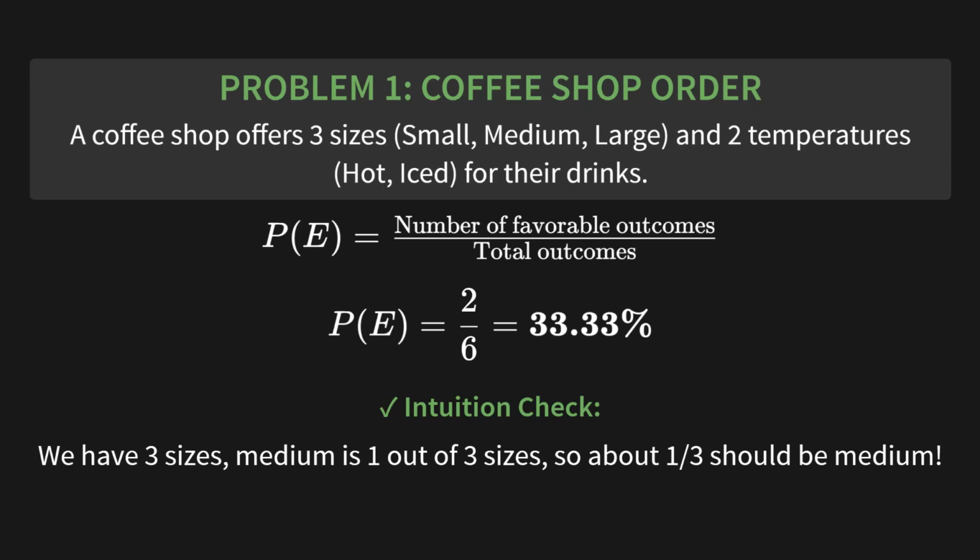Here's what's really important. Sample spaces need to contain complete outcomes. Every element has to fully describe what happens in the experiment. You can't just say medium. You need medium hot or medium iced, because both the size and temperature matter.